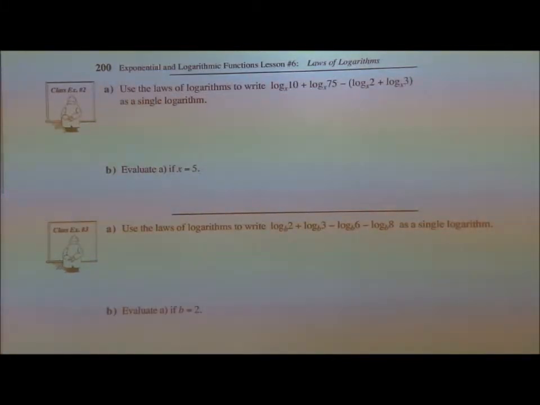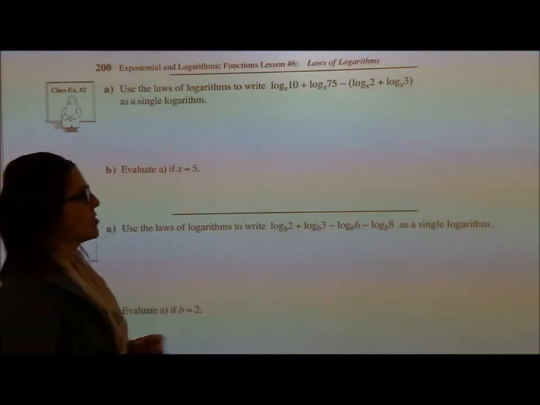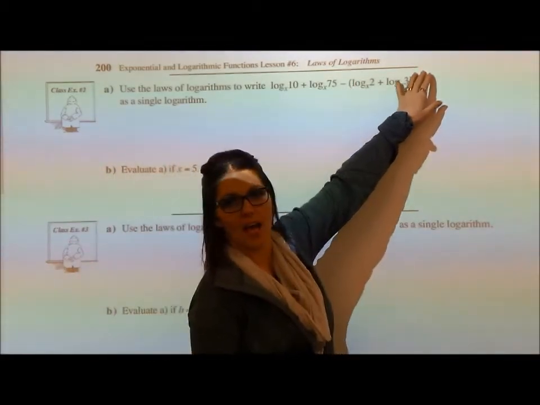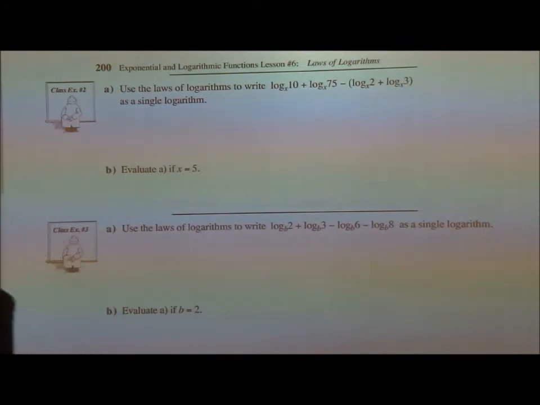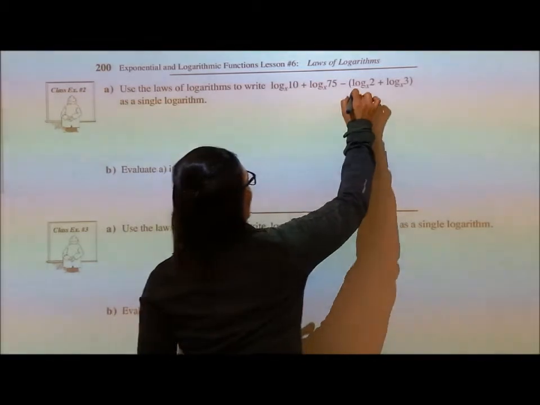It says use the law of logarithms to write the following expression as a single log. So things to remember, things like order of operations. What's in the brackets has to happen first. So what would I do with the log base x of 2 plus the log base x of 3? Multiply the 2 by 3 for the log base x of 6. Okay.